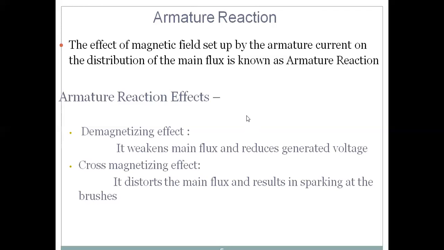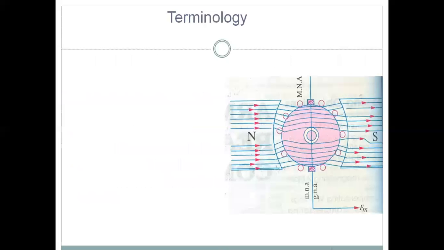In this slide, I am going to explain what armature reaction is and what the effects of armature reaction are. Next slide. There are some terminologies involved in explaining the demagnetizing effect and cross-magnetizing effect.